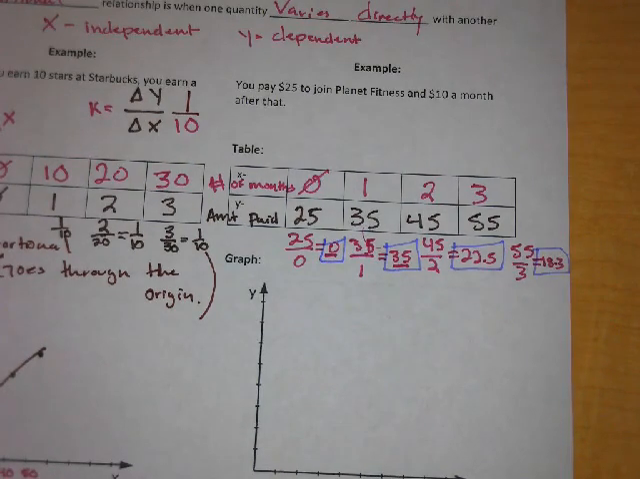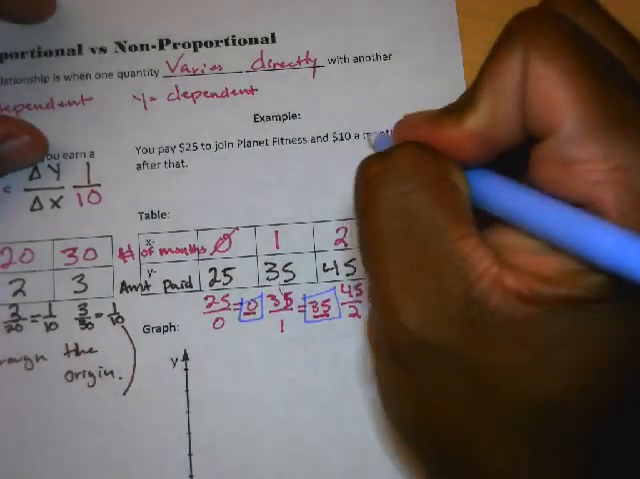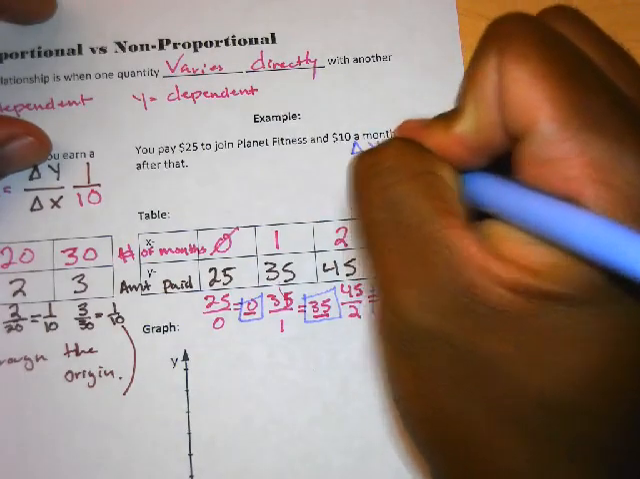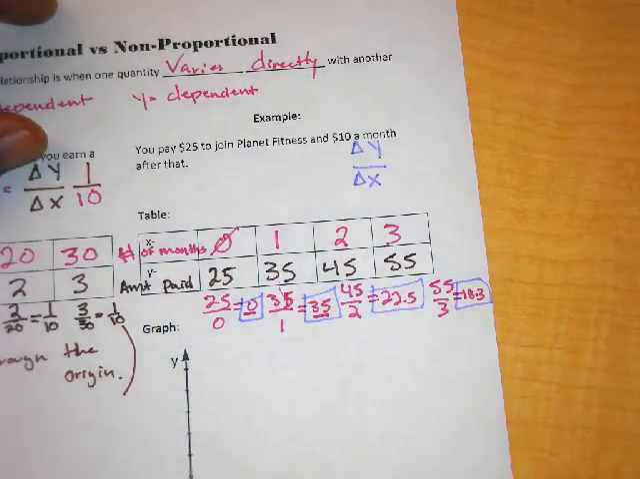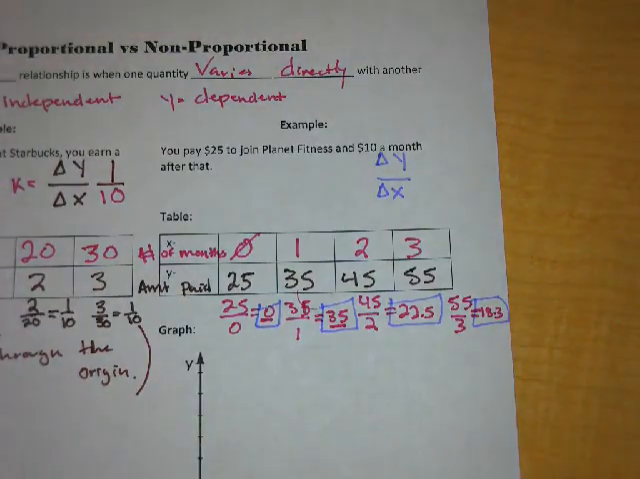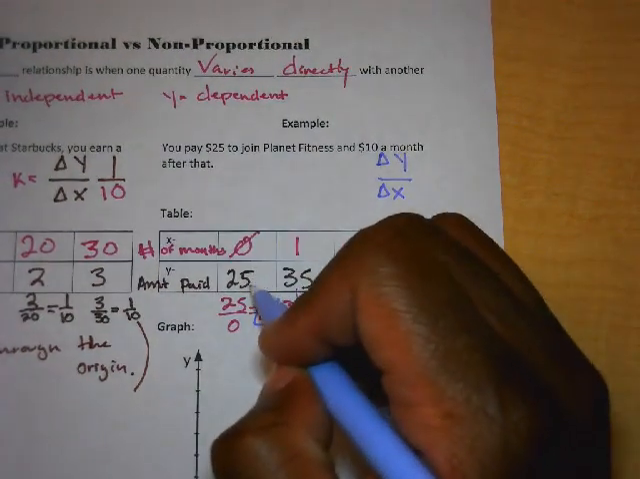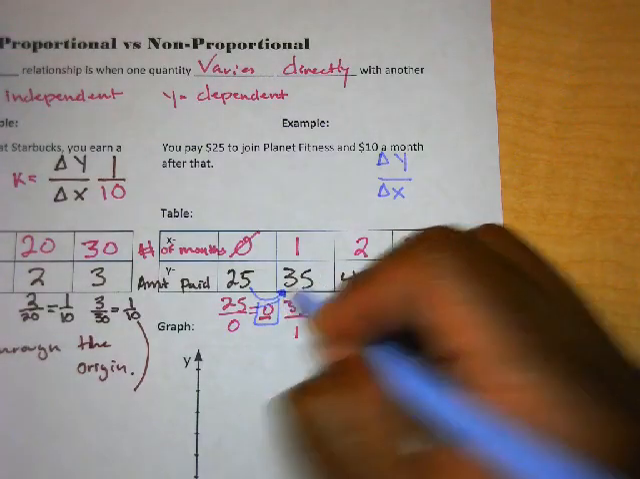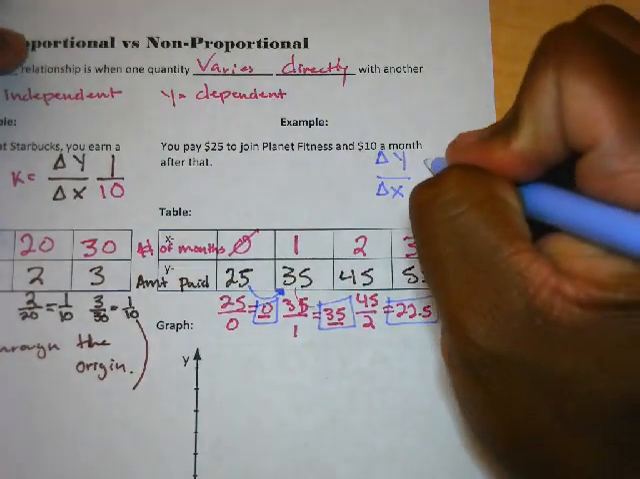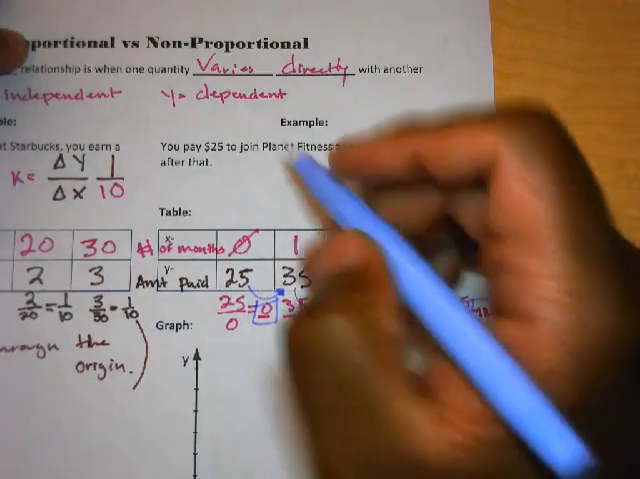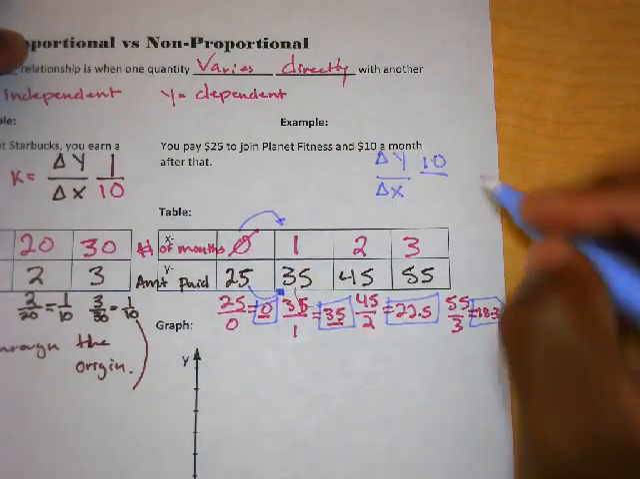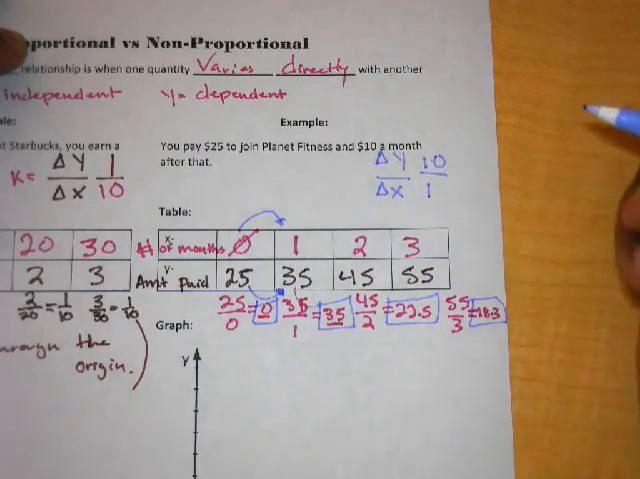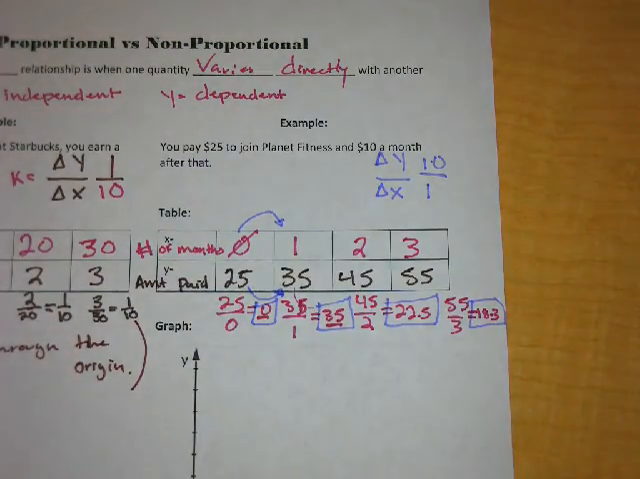So if I wanted to make an equation, I would still do the change in y over the change in x. I'm still going to do the same thing. The change in y is 25 to 35. That's 10. The change in x, I went from 0 to 1, so that would be 1. So this is flipped from the other situation. This one we have 10 over 1 instead of 1 over 10.